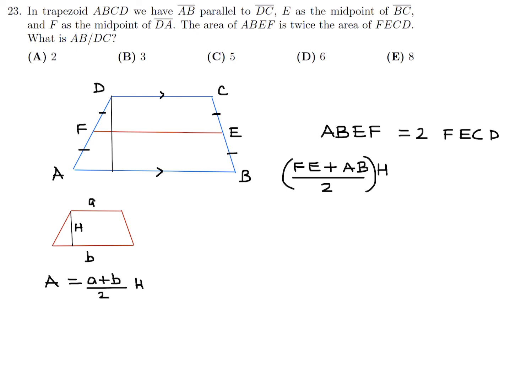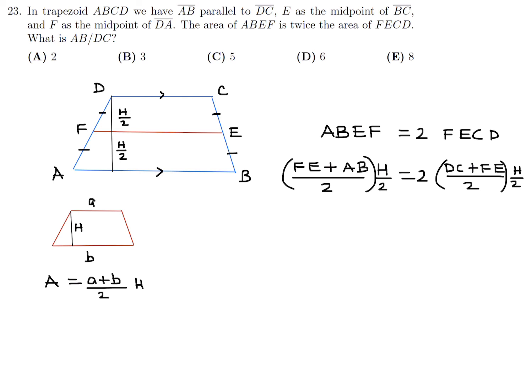Now, what's interesting is that since these FE are midpoints, it would cut that in half. So I'll call this H over 2, this distance from here to here, and this distance also is H over 2. Not perfectly drawn to scale, but that's okay. All right. So for ABEF, the height is actually H over 2, based on how I designated it. And that's equal to 2 times FECD. FECD would be (DC plus FE) all over 2 times H over 2, like that. All right. So that's how you set this up.